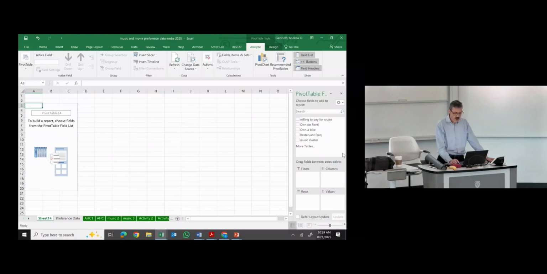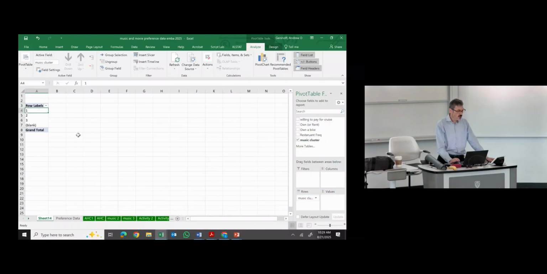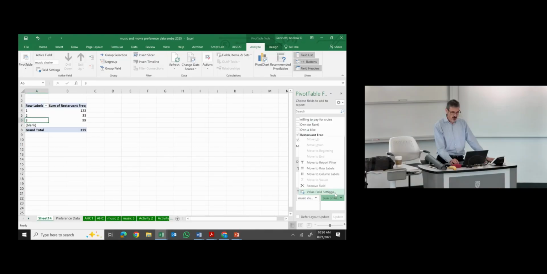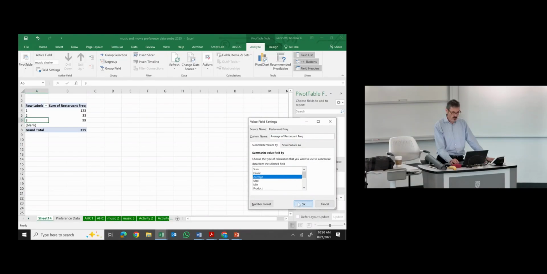Then I'm going to build this pivot table by putting the music cluster in the rows. So you're either cluster 1, cluster 2, or cluster 3. And then I'll look at, let's say, what happened to my interest in going to the cruise? Did I miss that one? Okay, all right, I'll just put restaurant frequency, going to frequency of restaurants. This is the sum, I want the average. Let's just take a look.